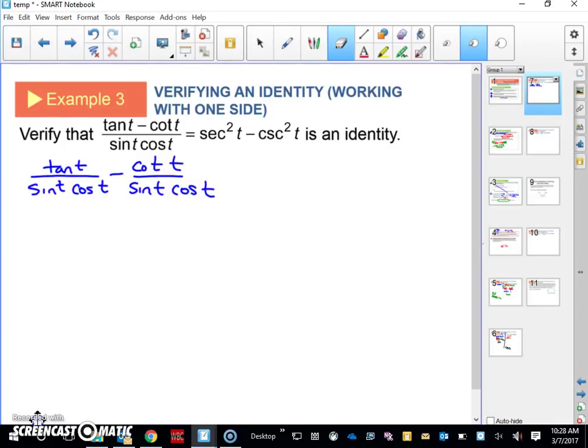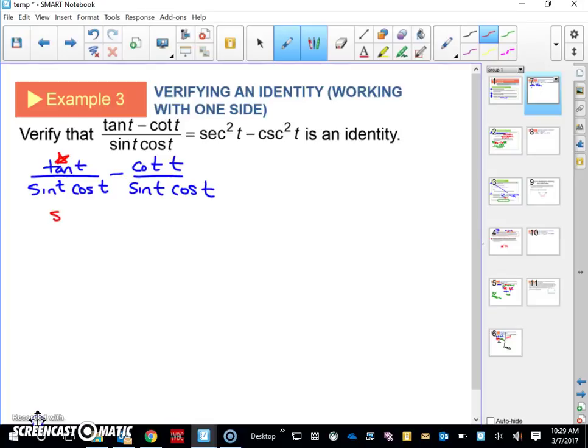Normally, you wouldn't think that would help, but it does when you're trying to cancel things, and that's what's going to happen. Hopefully something will cancel out, and I can clean this up, and it will look more like the right side. Looks nothing like it at this point. Okay? So, what can I do? Well, I can change things into sine and cosine. That's a good strategy to use when you're stuck. When in doubt, change things into sine and cosine.